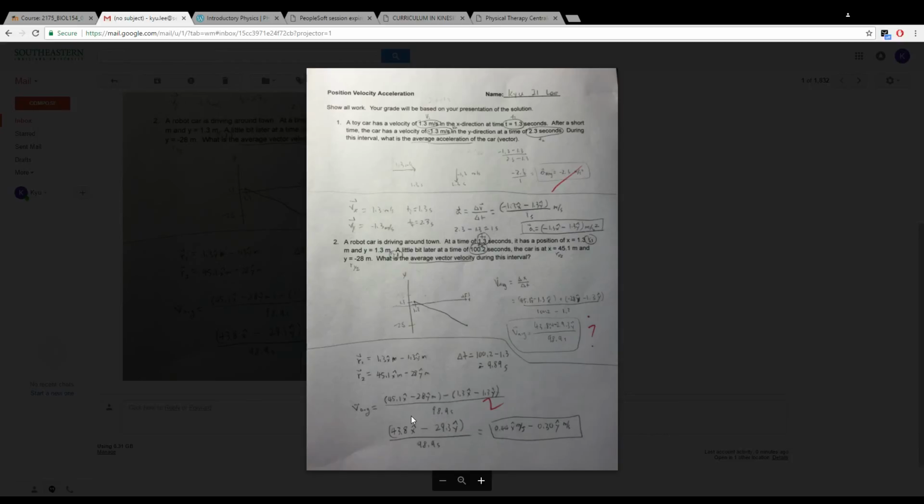If I do the math, delta x should be 43.8, and delta y should be 29.3 meters. And you divide those two numbers by 98.9 seconds. It comes out to be 0.44 meters per second in the x direction, and minus 0.3 meters per second in the y direction.